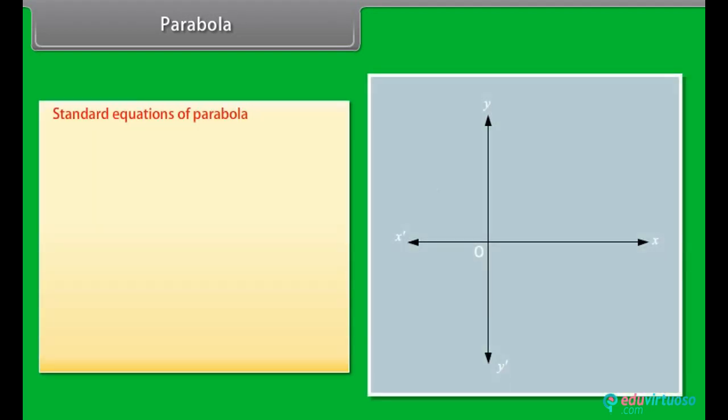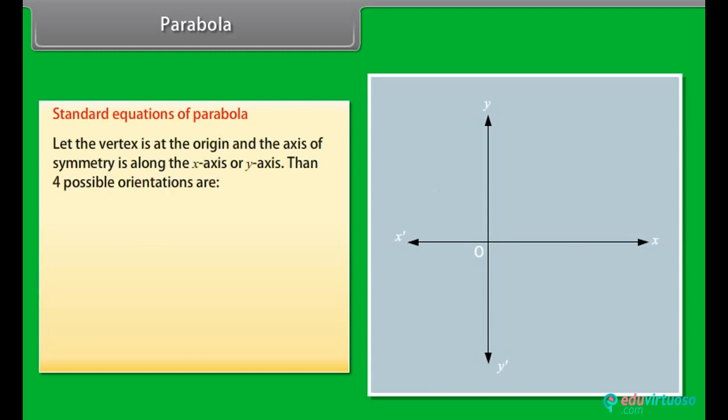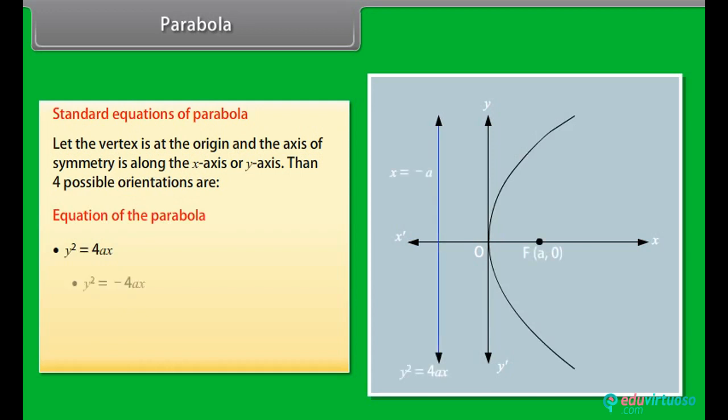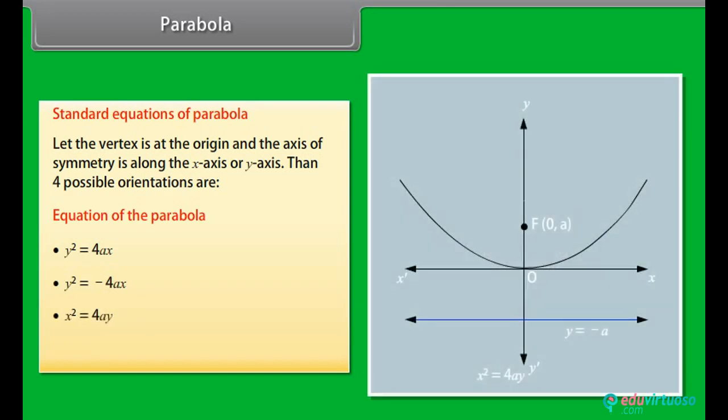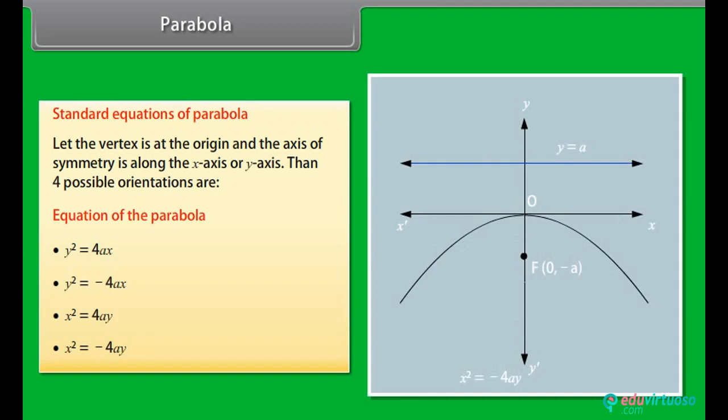Standard equations of parabola. Let the vertex be at the origin and the axis of symmetry be along the x-axis or y-axis. Then, four possible orientations are: equation of the parabola y^2 = 4ax, y^2 = -4ax, x^2 = 4ay, x^2 = -4ay.